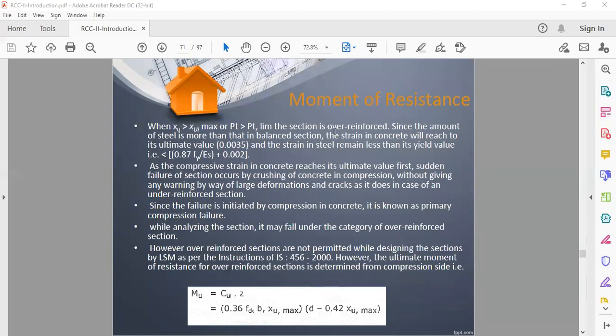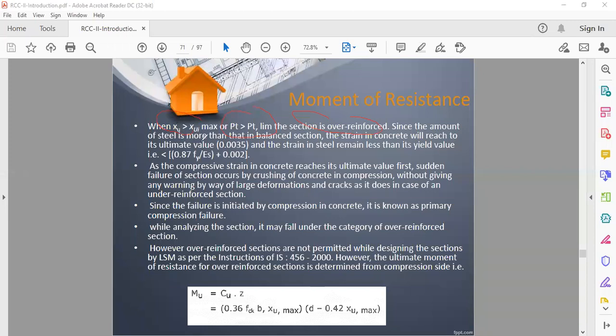So when Xu is greater than Xu max, or the percentage of steel is greater than the limiting value of the percentage of steel, the section is over reinforced. We also say if Xu is less than Xu max, it is under reinforced. If it is equal, it is balanced, and if it is greater than, then we'll say it is over reinforced.